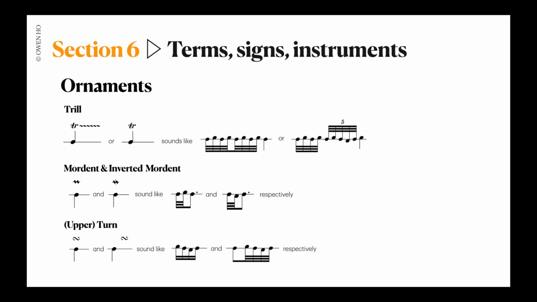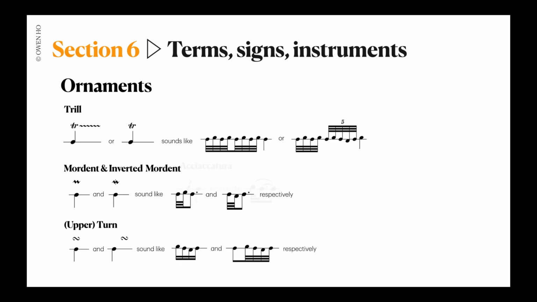And the sign literally looks like a turn, and it can be placed directly above a note or slightly pushed to the side. In the first case, it will sound like this, da-da-da-dum. And in the second case, it will sound like da-da-da-da-dum. So the turn is basically a sign that tells you to play a note above the given note and below the given note before going back to the original note. And their different realizations depend on the placement of the sign.